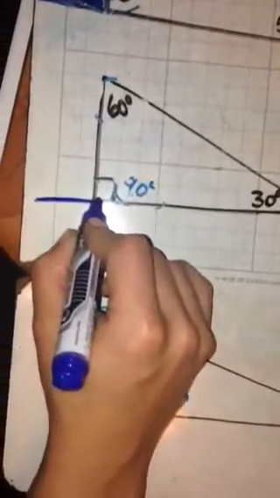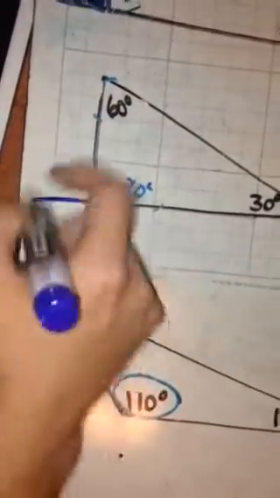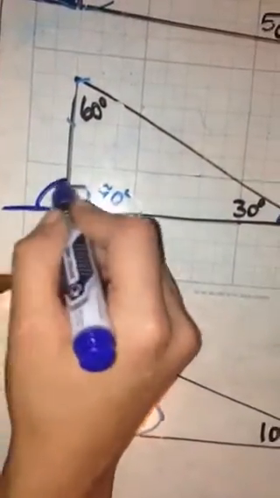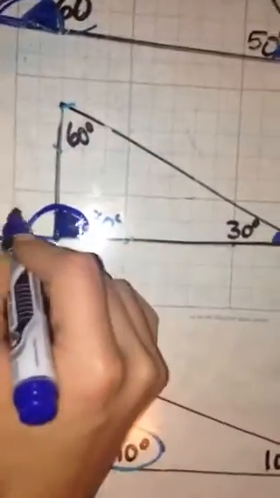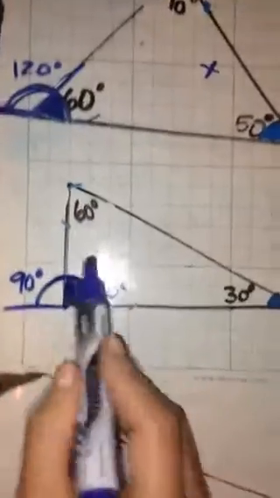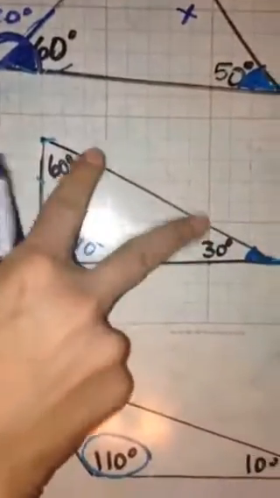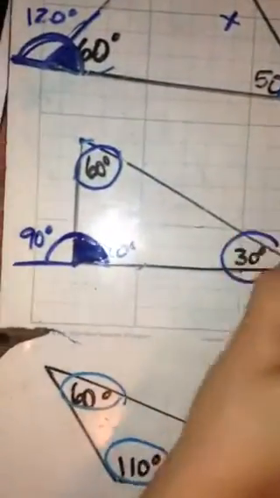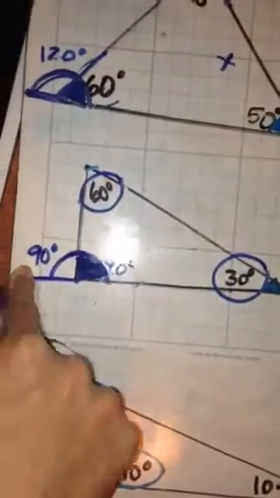Now I created an exterior angle, an angle that's outside of the triangle. And I see that these are adjacent. This is a linear pair. This is 90, so this also must be 90. Now the angles that are farthest away are 60 and 30, and they also add up to 90.